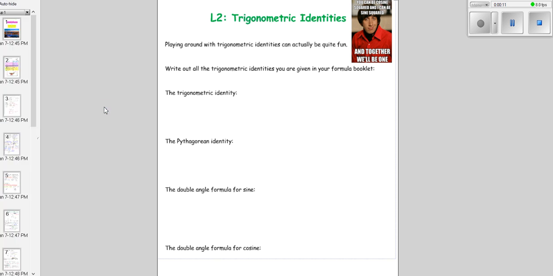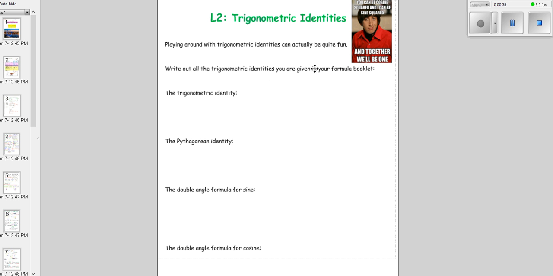Playing around with trigonometric identities can actually be quite fun. It's a thing that I personally quite like doing. It's not drawing graphs or anything like that. No big calculations. It's non-calculator stuff. So it's quite fun. But you haven't learnt these trig identities. You've kind of got an idea of one of them though.